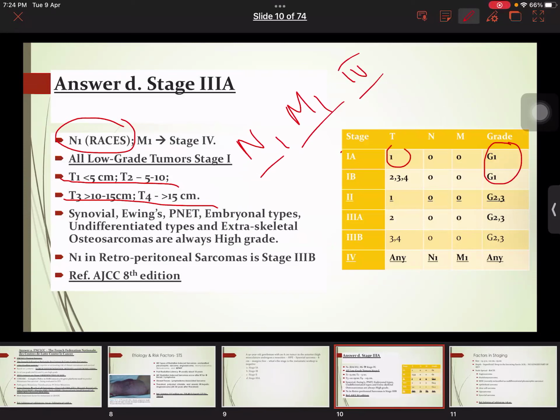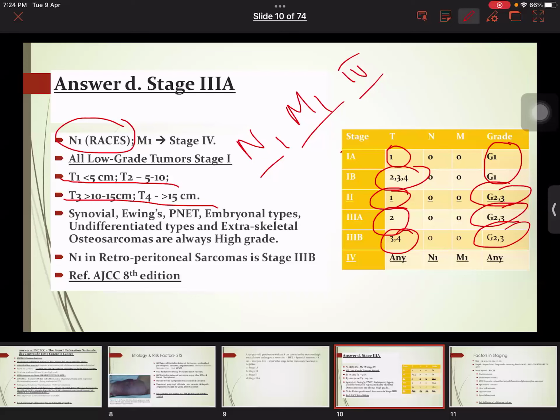T1 with low grade is stage 1A. T2, 3, 4 with low grade is going to be stage 1B. T1 with high grade is going to be stage 2. T2 with high grade is stage 3A, and others are going to go under stage 3B. So you have 1A, 1B, 2, 3A, 3B, and 4.